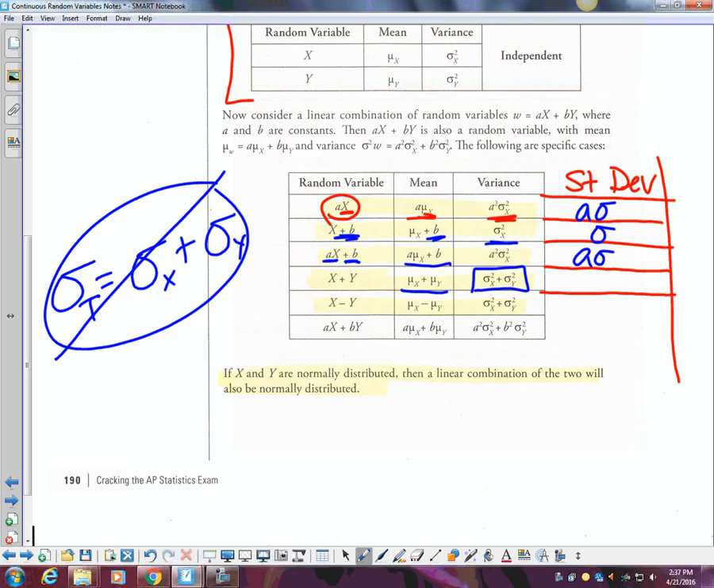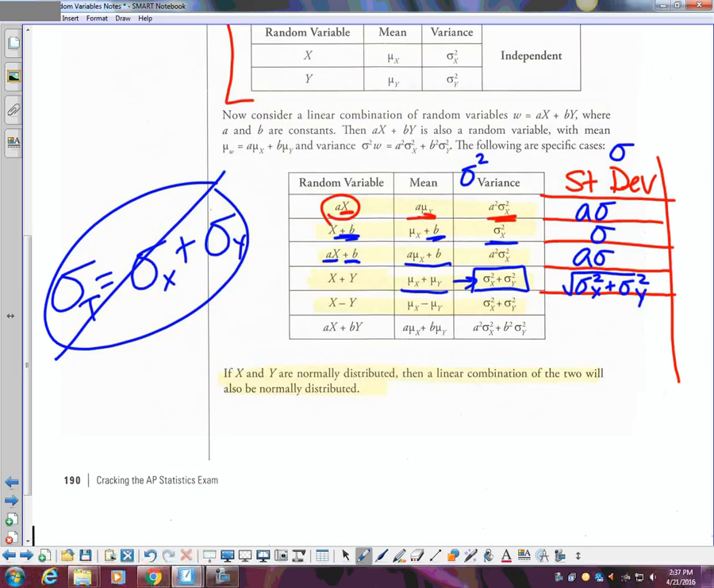I don't want sigma squared. I want sigma. How do I get sigma out of this? Square root it. But you're square rooting the sum of the variances, not the sum of the standard deviations.